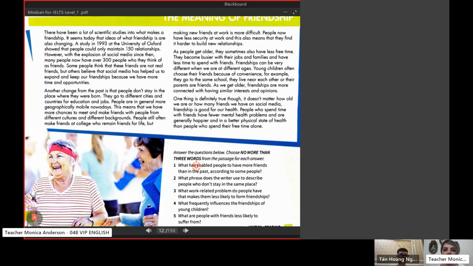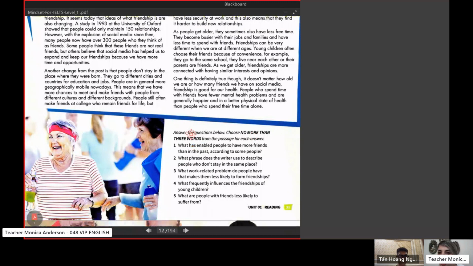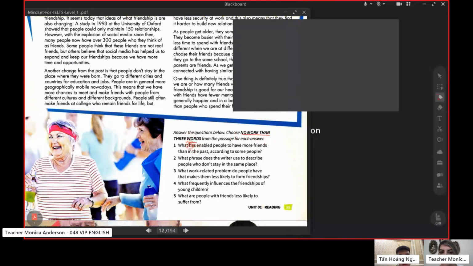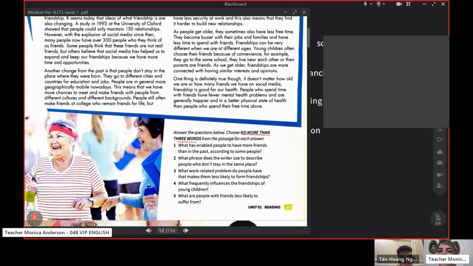Okay, great. Well, now let's read the instruction and tell me what's the instruction. Can you read, please? Answer the questions below. Choose no more than 3 words from the passage for each answer. Okay, very good. So no more than 3 words from the passage. It means you don't need to find synonyms or definitions, just the exact words from the passage, from the text. So first, read and try to.